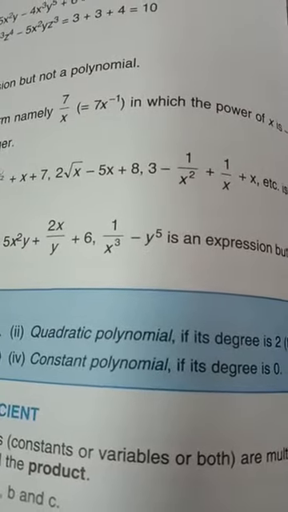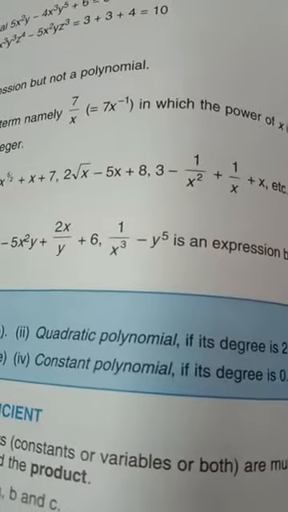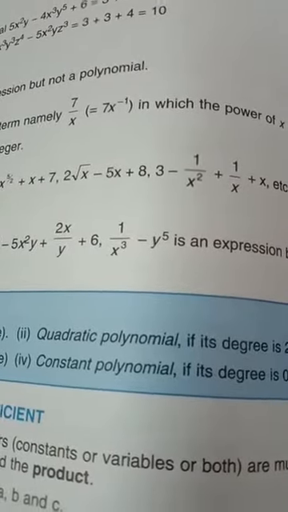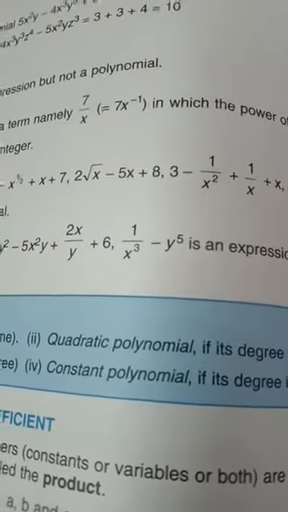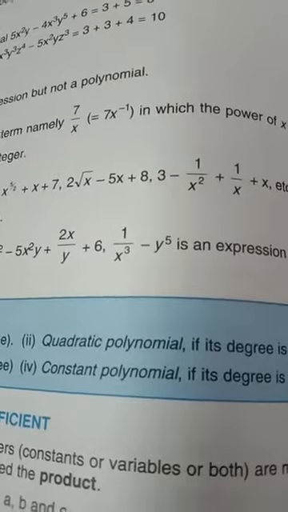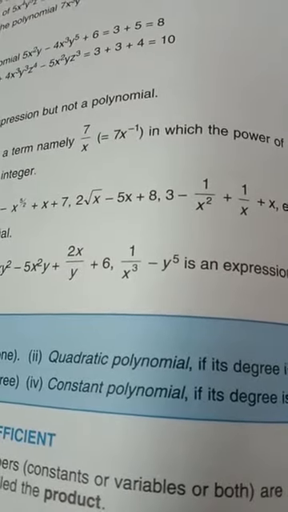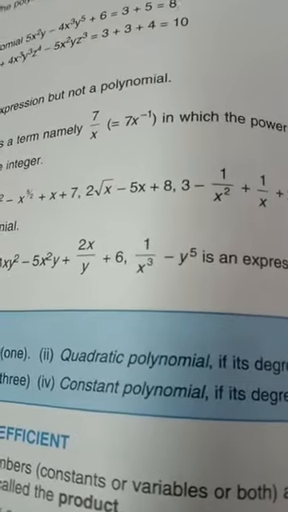If the degree is 0, then it is a constant polynomial. Then what do you mean by degree? Degree means the highest power of the variable. If one term contains different variables, then how to find the degree? Add the powers. Then which is the highest? That is the degree. Next, product, factor and coefficient.